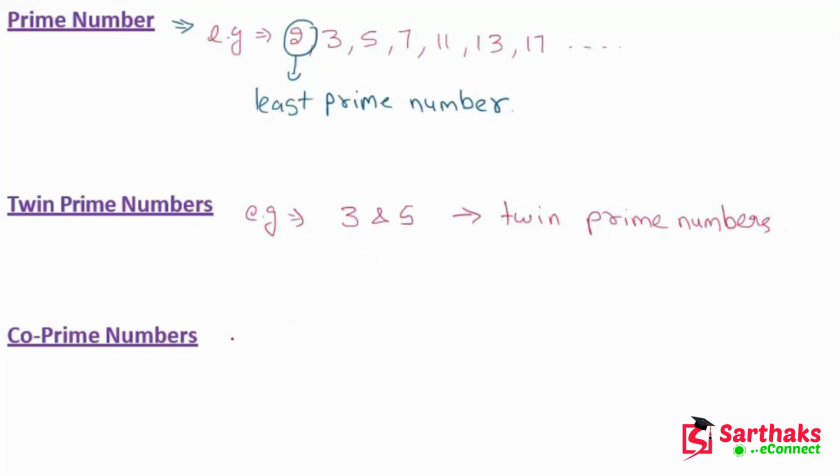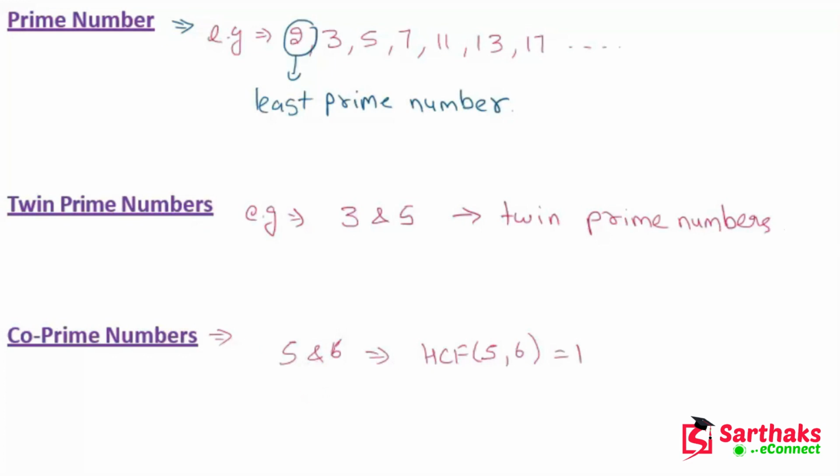So now let's come to co-prime numbers. What is a co-prime number? My dear friends, if the HCF of two numbers is 1, then we can say that these numbers are co-prime numbers. We can also say that any two consecutive numbers are co-prime. If we take 5 and 6, they are consecutive numbers. The HCF of 5 and 6 is 1, so they are co-prime numbers.